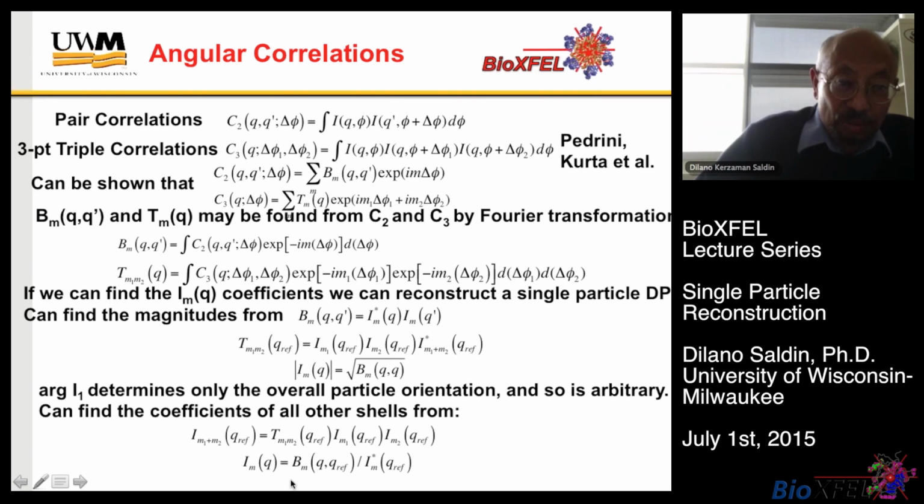Having got that, you then need to find the IMs corresponding to different resolution rings. And for that, we can use this equation, which comes from the pair correlations. And rewriting that, you can write IM equals BM for an IM star. And because you know this from experiment and this, you assume you know all the IMs for a particular reference shell, you can find IM.